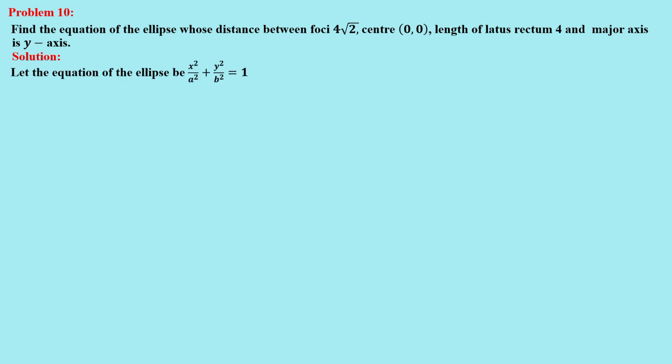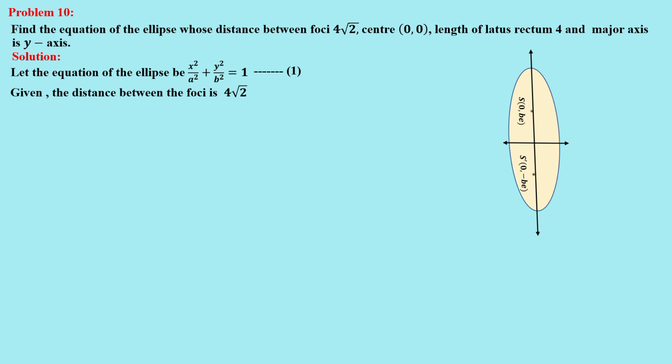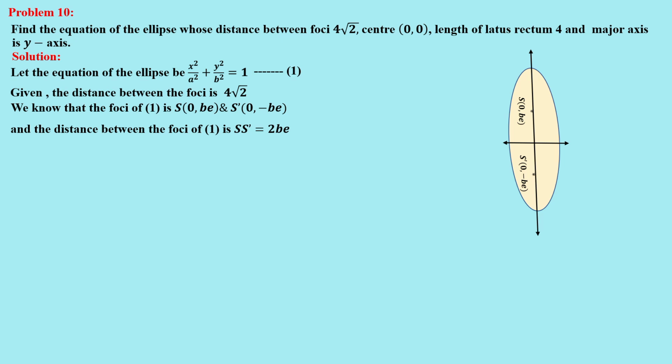Let the equation of the ellipse be x square by a square plus y square by b square equal to 1. That is equation number 1. So this is the ellipse. And the distance between the foci S S dash is equal to 2b, right? 2b is equal to 4 root 2. So b is equal to 4 root 2 by 2, that is equal to 2 root 2. That is equation number 2.